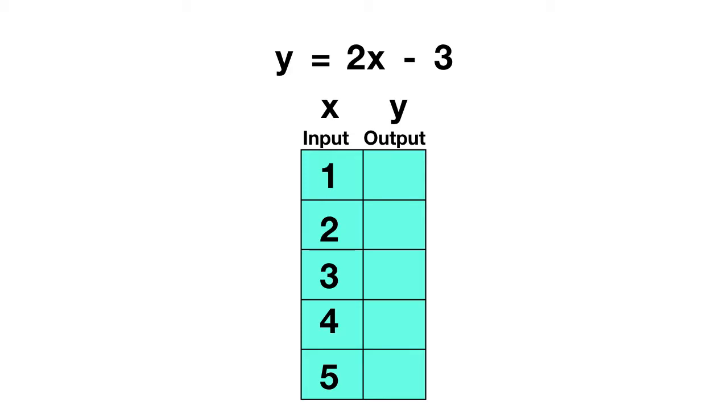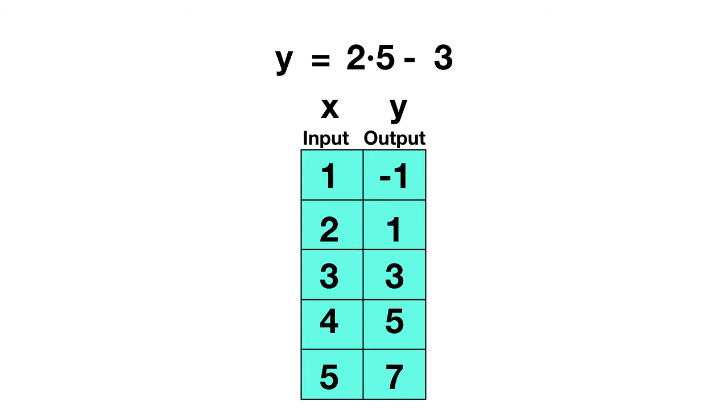When the x is 1, we just plug in the 1 to our number sentence. Then y is equal to 2 times 1, which is 2, minus 3 is negative 1. When x is 2, we have y equals 2 times 2, which is 4, minus 3, which is 1. When x is 3, y is equal to 2 times 3, or 6, minus 3, which is 3. When x is 4, our y is equal to 2 times 4, which is 8, minus 3, which is 5. And when x is 5, y is equal to 2 times 5, which is 10, minus 3, or 7.